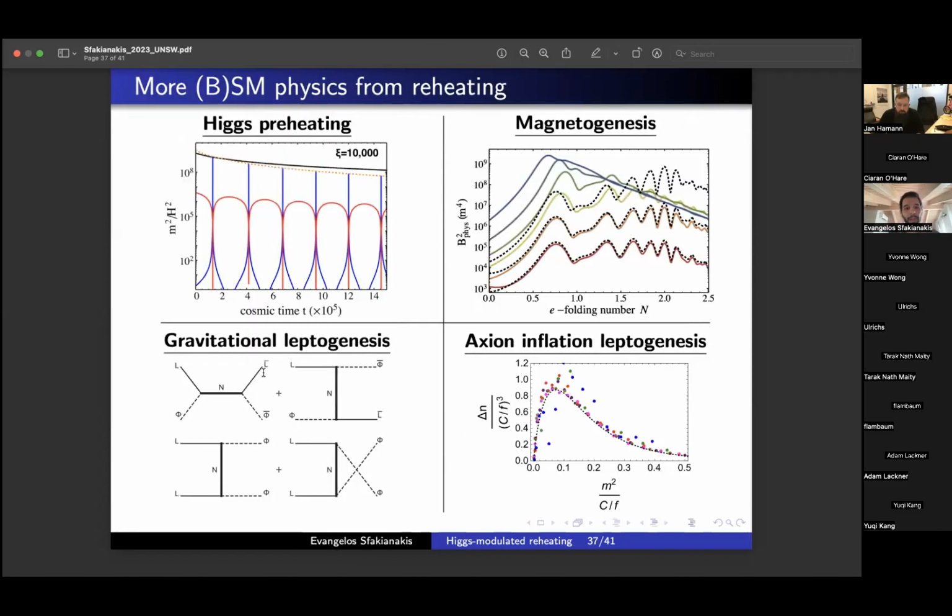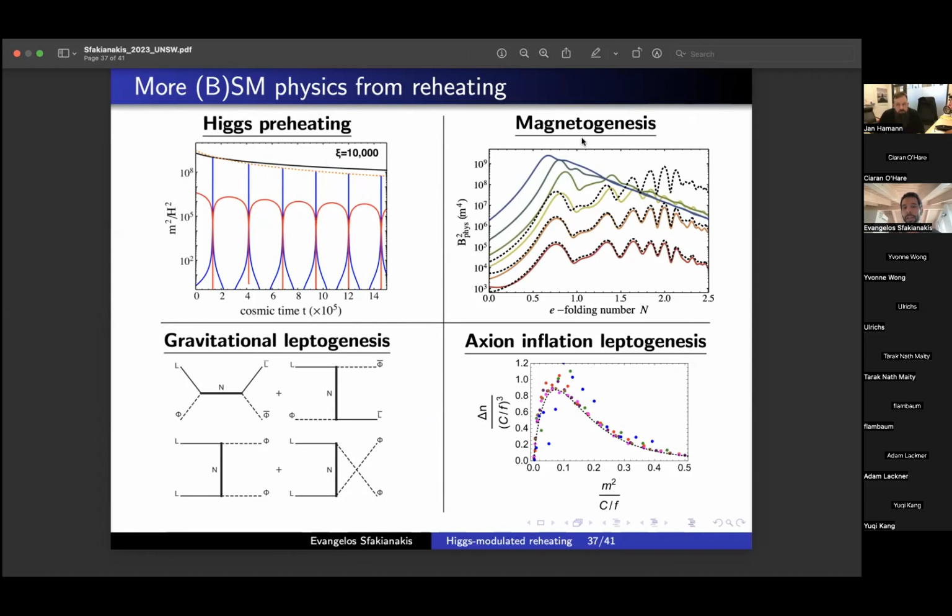And of course, I just want to say that this is just one of the SM or BSM physics that we can study during reheating, right? If the Higgs is the inflaton in the Bezrukov and Shaposhnikov idea, then we can see exactly how Higgs preheating occurs and what sort of temperatures we have.